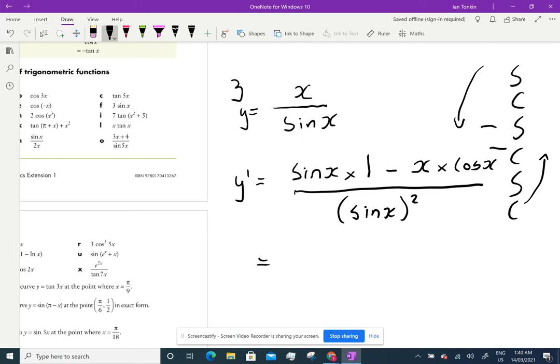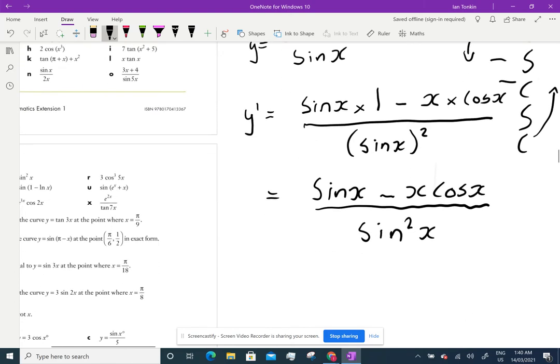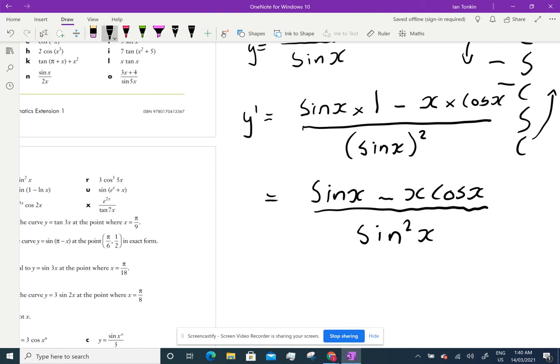Well, that gives me sine x times 1, which is just sine x, minus x cos x. And when we write the square of sine x, we just put the square in there. And then that means that the answer was B. So that one's relatively easy.